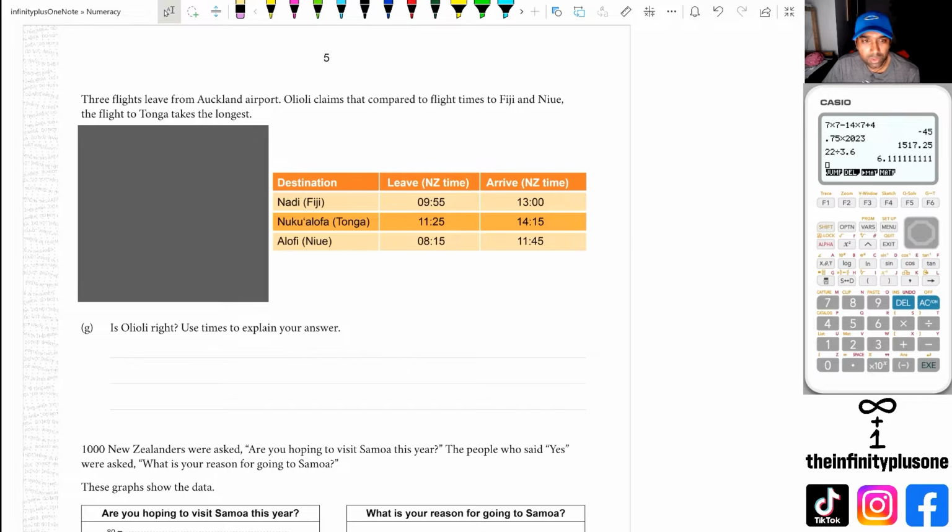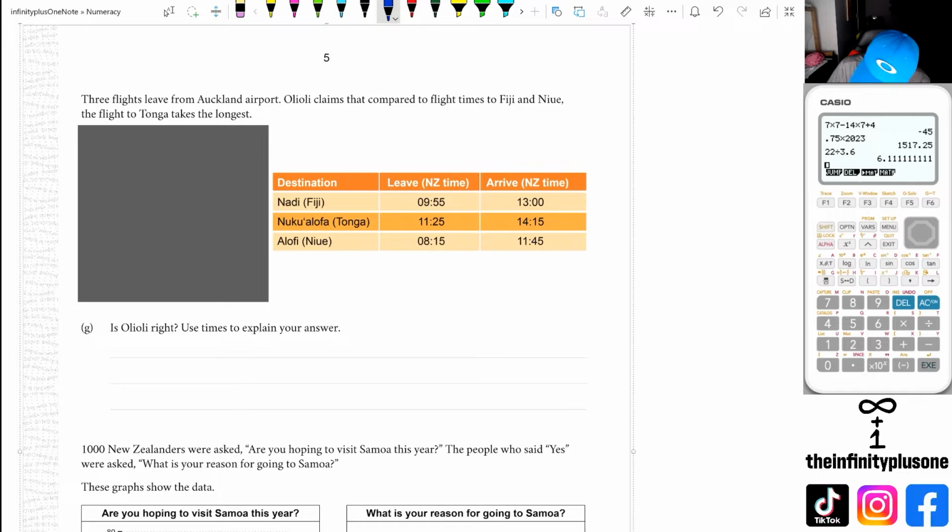So firstly, I'm going to work out the flight time for Nadi, which is 9:55 to 1 o'clock in the evening. The best way to do this is, instead of 9:55, it takes 5 minutes to go from 9:55 to 10 o'clock. So 10 to 1 o'clock is 3 hours.